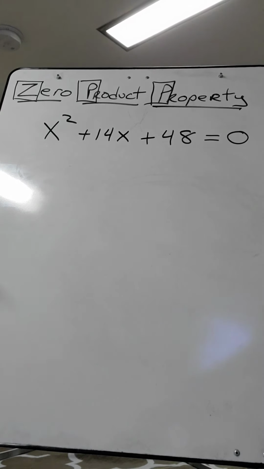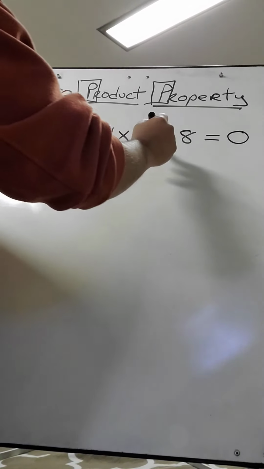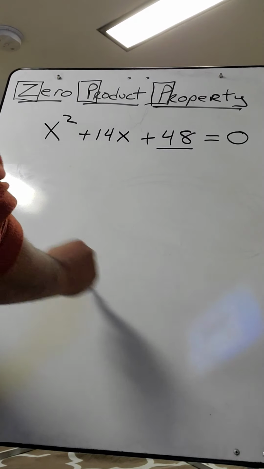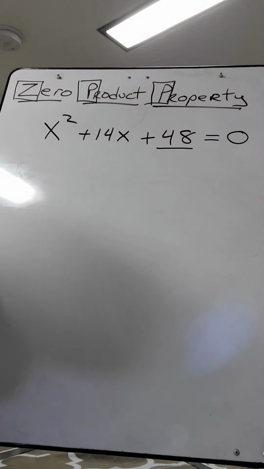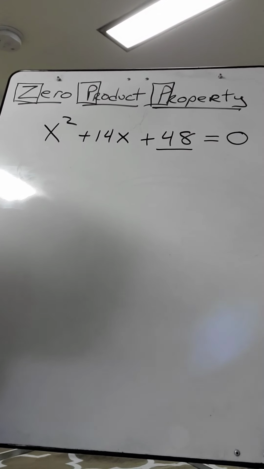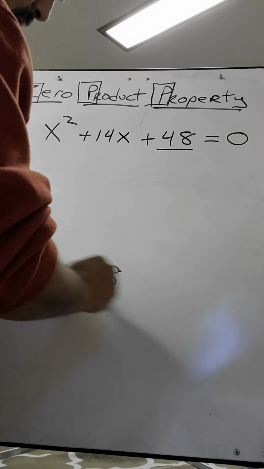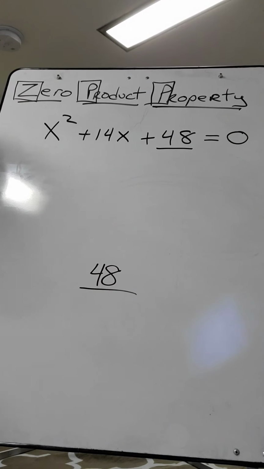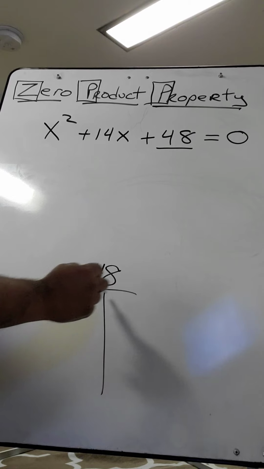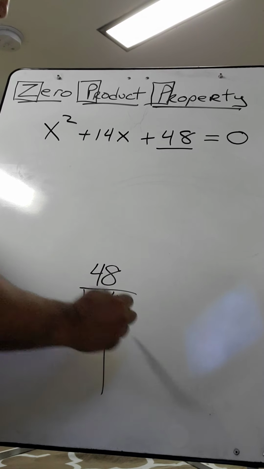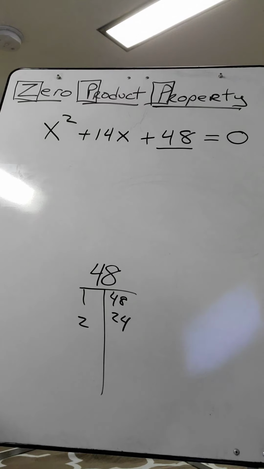The first thing we need to do is figure out what our factors of 48 are. So let's see, I'm going to bring this down and I'm going to list my factors of 48. I'll do that over here so you guys can see it. Right? So I know my factors of 48 are obviously 1 and 48, 2 and 24. Let's see, what else do I have?